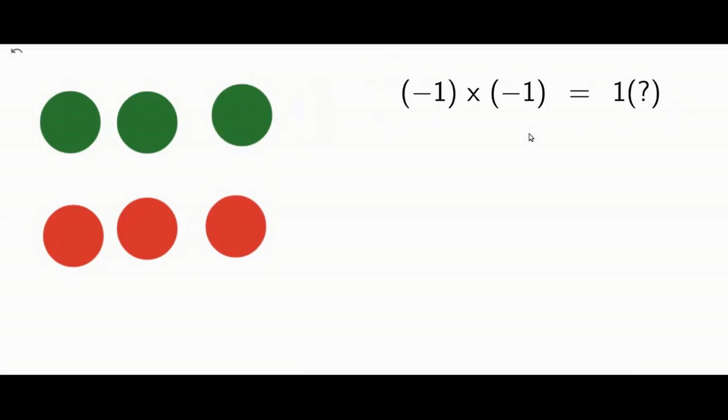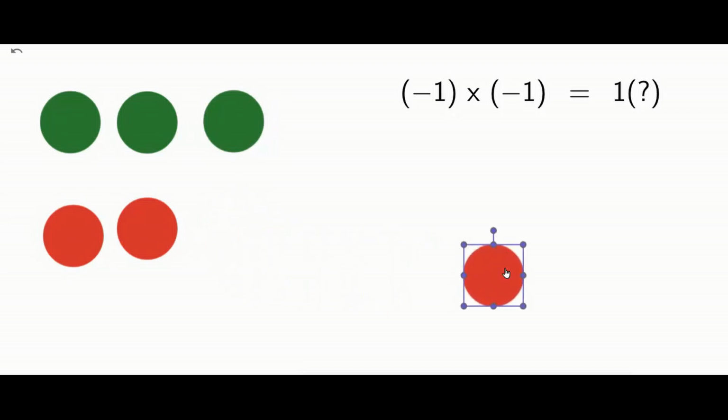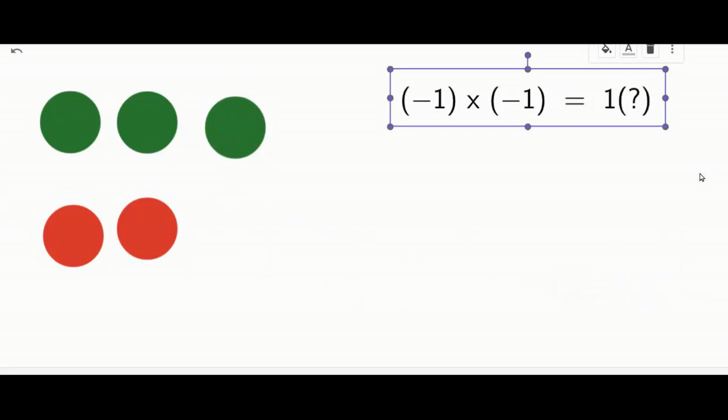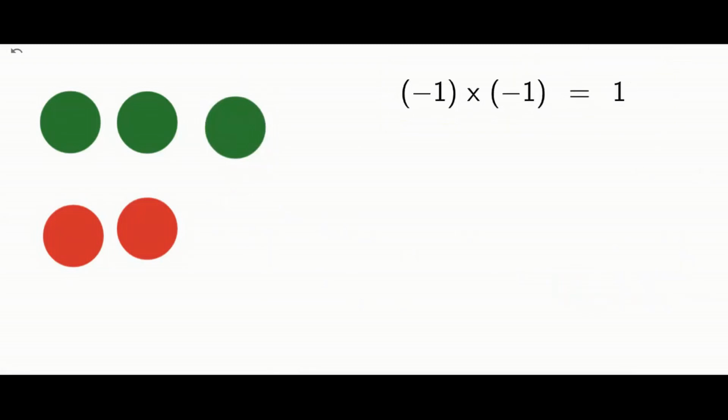If I take away a red dot from you, you have 3 green dots and 3 red dots. You have $0. And I'm going to take away a red dot from you. How much money would you have? Well, you're going to have $1. You have an extra unbalanced green dot that represents $1. So the answer is 1, and we can remove the question mark. I hope that makes sense.